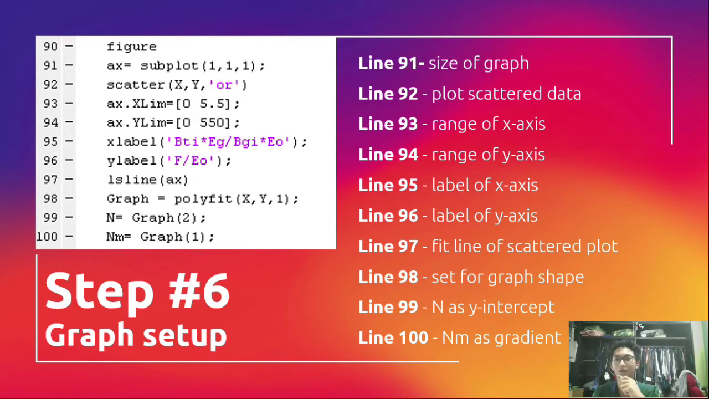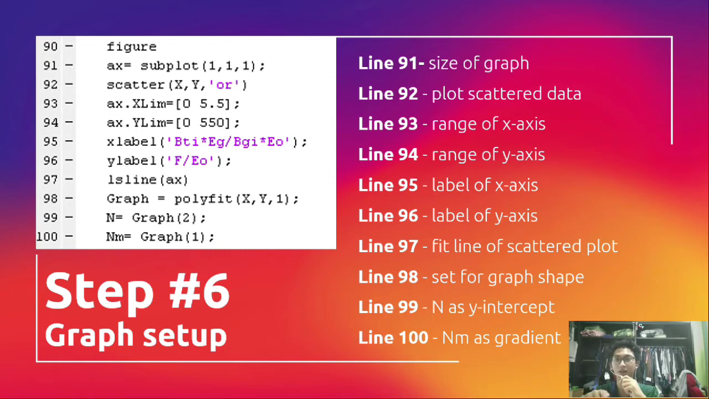For the next step, as you can see, we put the axis function for the size of the graph, and the scatter x y function is for plotting the data as scattered points on the graph. We set the y and x axis labels by using the functions at lines 93 and 94.